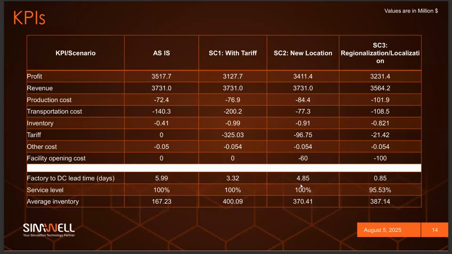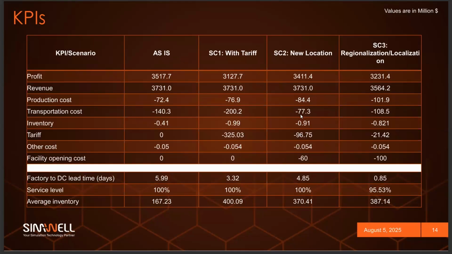This is the summary of what we just saw in the different scenarios. The profit was 3.5 billion, and it decreased to 3.1 billion because of the tariff, which overall is 325 million. But when we introduce new locations, our facility opening cost increases to 60 million, but the tariff decreases significantly, from 325 million to 96 million. And even though our production cost increased a little bit, overall we should not worry.